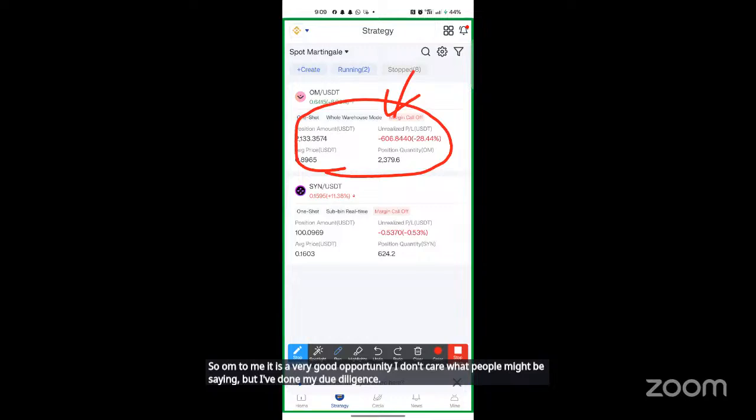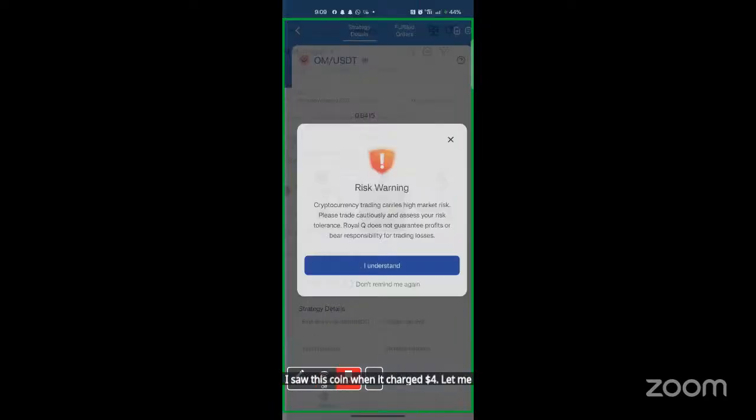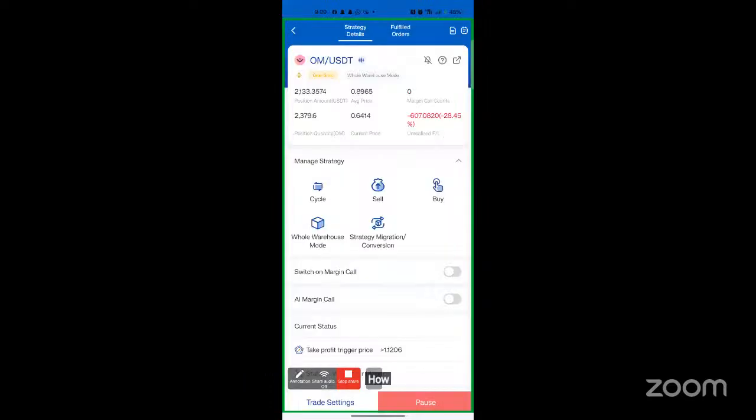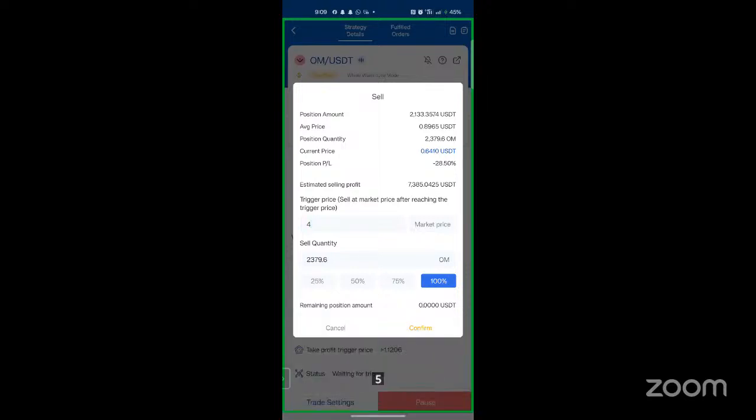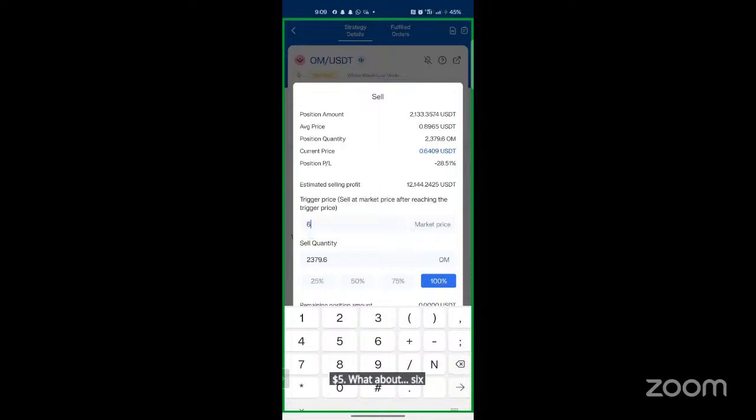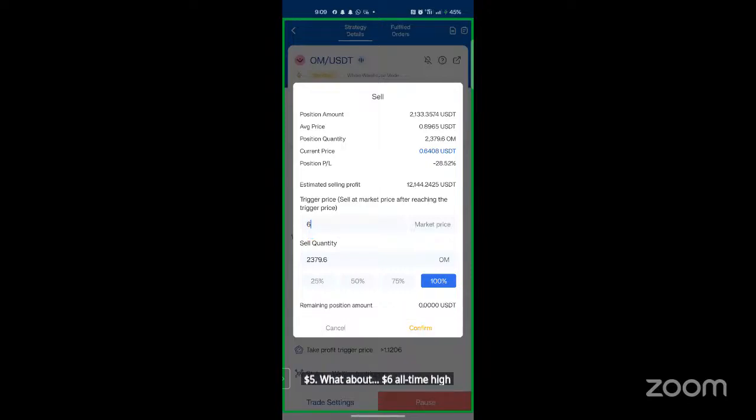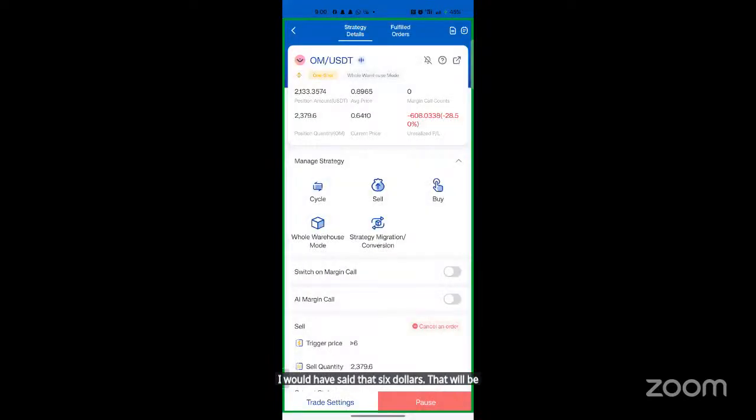I'll sell this coin when it's at $4. Let me even show you. How much will I get? Sell $4, 100%. Wow! I'll make $7,385. What about $6 all-time high? I will sell at $6. That will be 12,000. So yummy, get it.